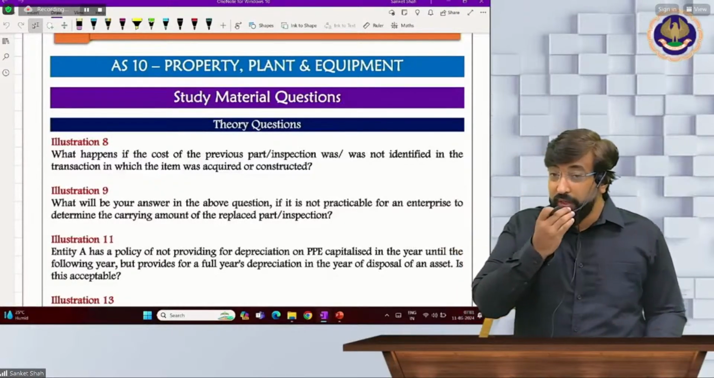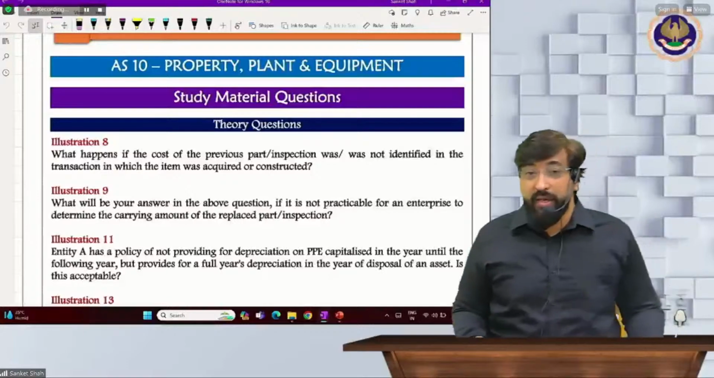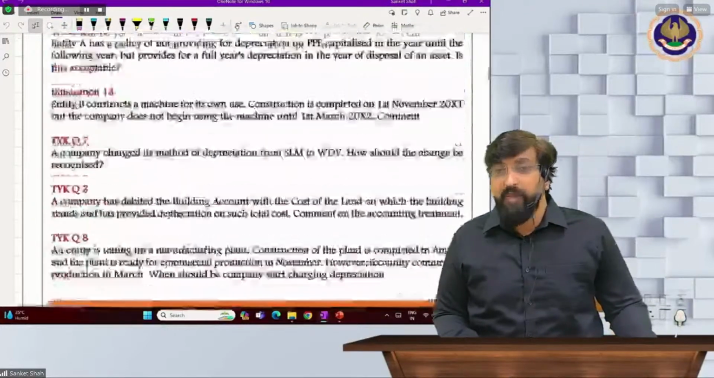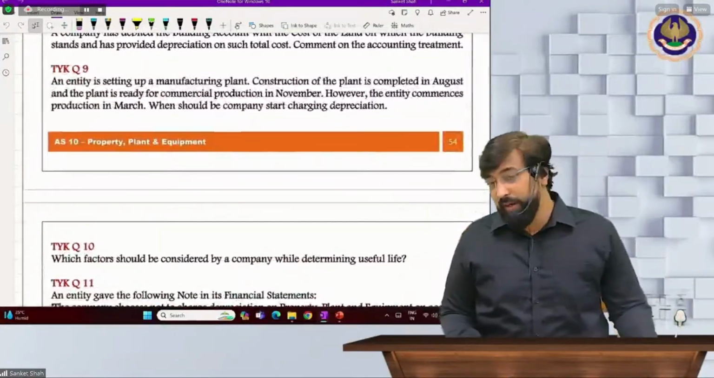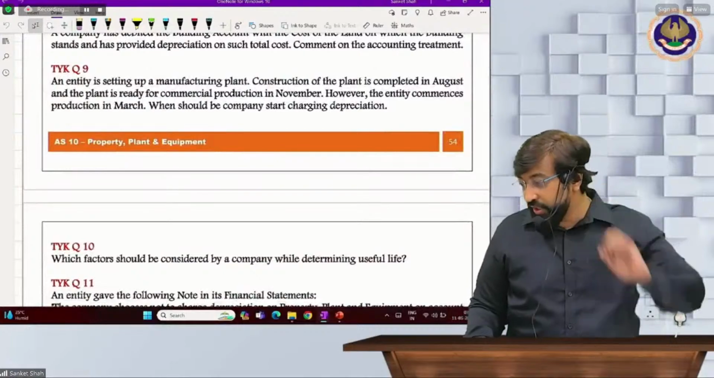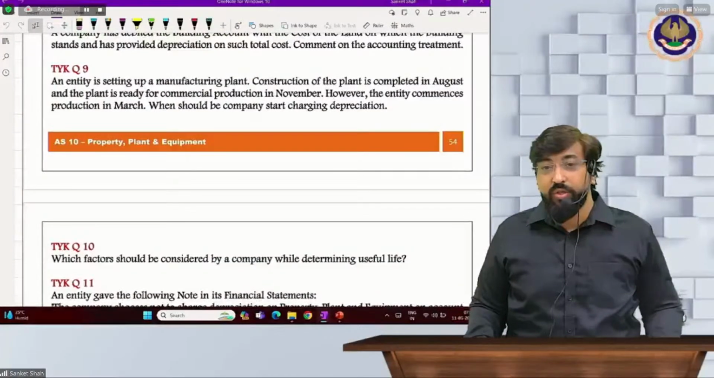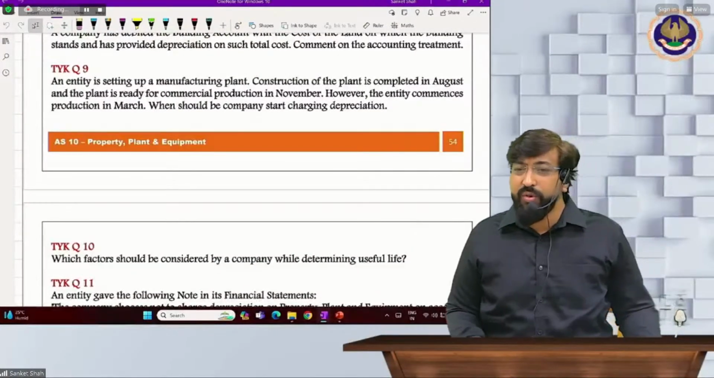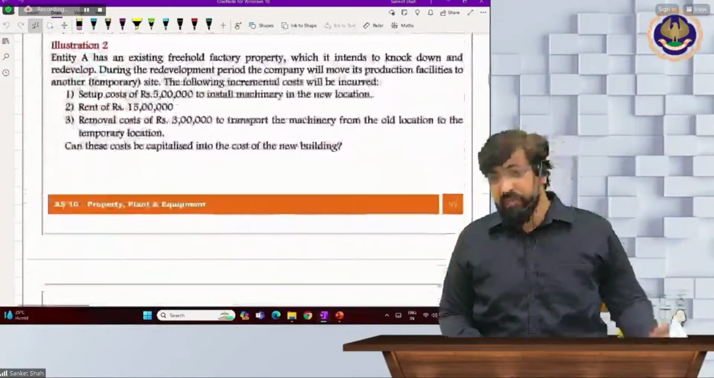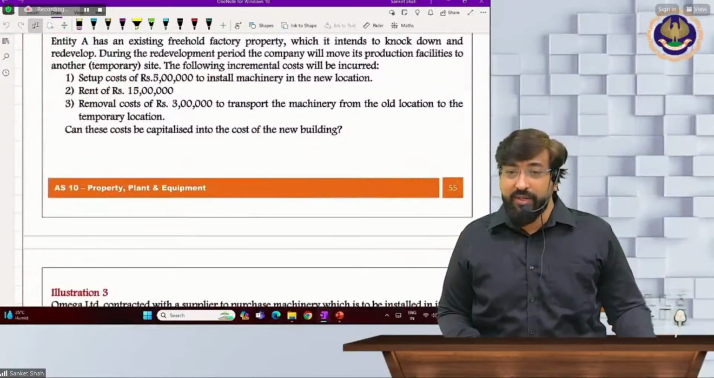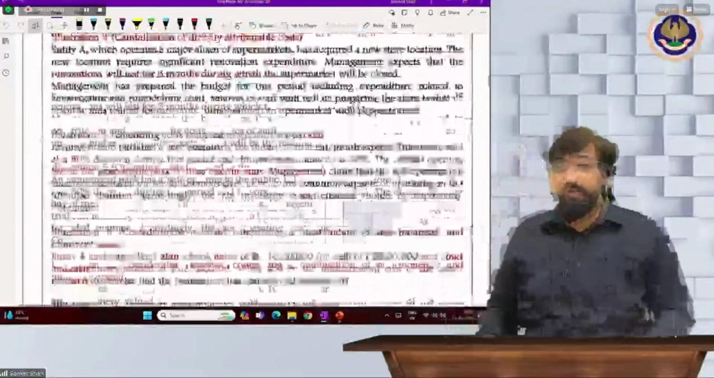Which cost we have to exclude? Administration cost, selling and distribution overhead. Such expenses we are excluding from property, plant and equipment. Then you have questions like depreciation calculation or asset replacement. So today we are going to solve some illustrations because the summary we already saw in the last session.